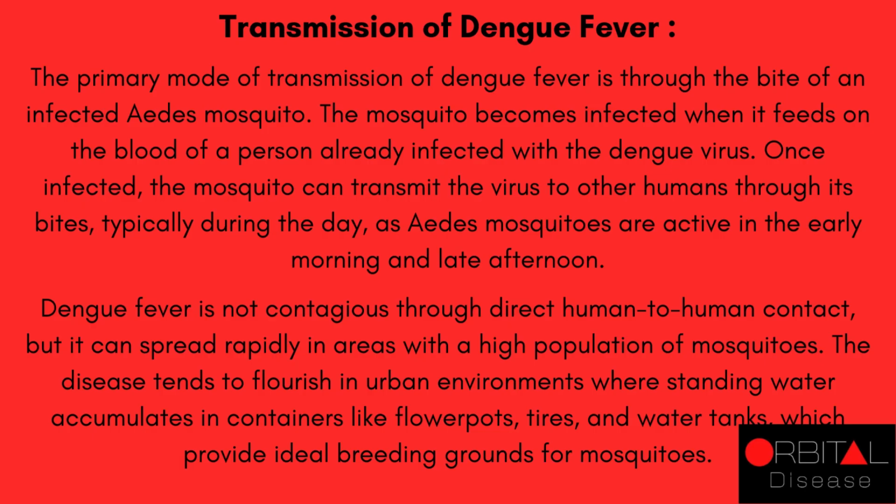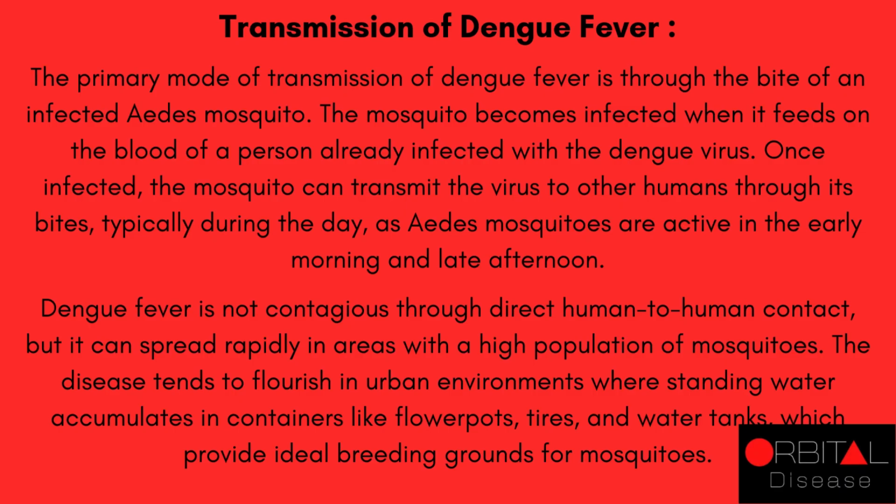Transmission of dengue fever. The primary mode of transmission of dengue fever is through the bite of an infected Aedes mosquito. The mosquito becomes infected when it feeds on the blood of a person already infected with the dengue virus. Once infected, the mosquito can transmit the virus to other humans through its bites, typically during the day, as Aedes mosquitoes are active in the early morning and late afternoon.